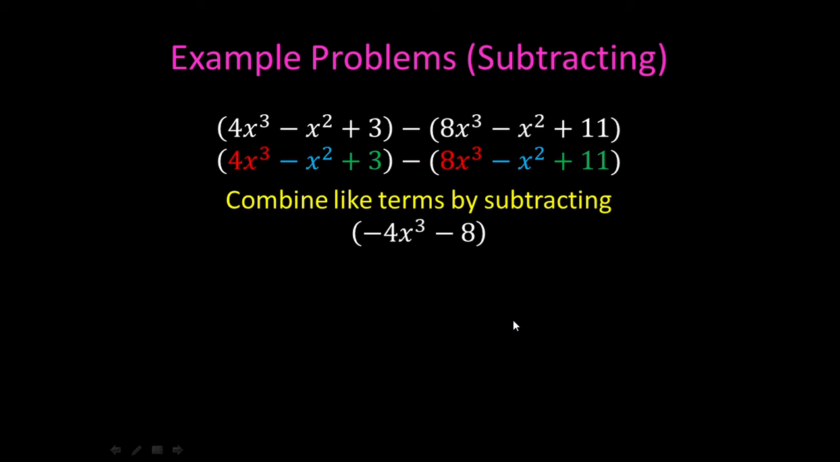Example problems in subtracting. So if you had the same problem but subtraction, it would be 4x cubed minus x squared plus 3 minus 8x cubed minus x squared plus 11. So 4x cubed and 8x cubed are similar terms, and if you were to subtract them, you would get negative 4x cubed. Since negative x squared minus negative x squared gives you 0, you wouldn't put anything there, and you would just leave it blank. And then you take positive 3 minus positive 11, which would give you negative 8, giving your final answer negative 4x cubed minus 8.